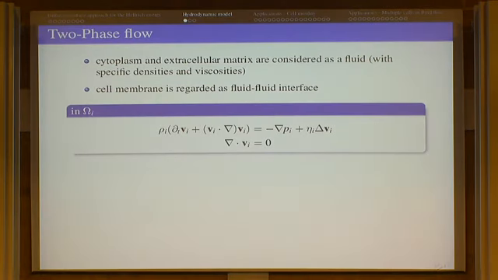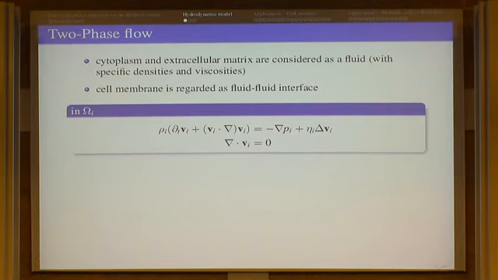Okay, so I mean this is quite nice, but what we wanted to do is embed these functionals in 2-phase flows, in order to simulate those red blood cells. So we now consider the cytoplasm of the cell and the extracellular matrix as fluids with certain densities and viscosities, and then the cell membrane is regarded as a fluid-fluid interface.